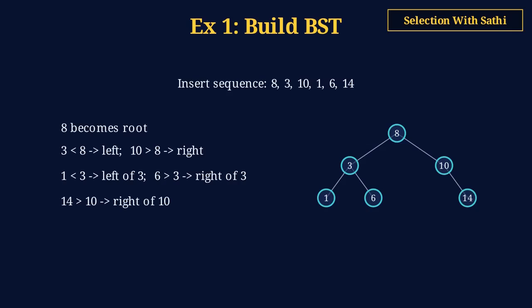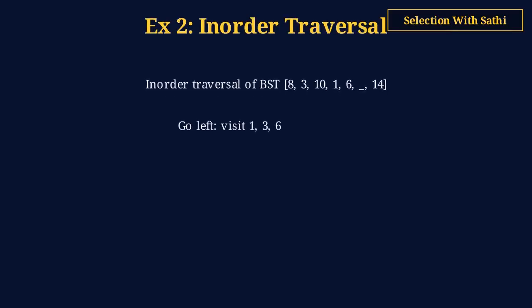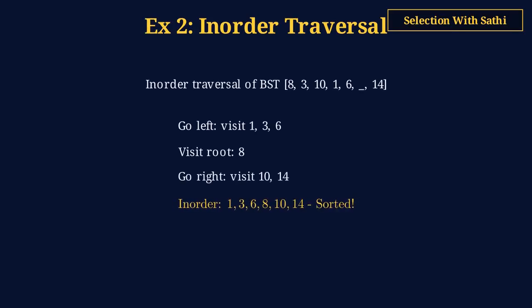BST is built. Now let's do an Inorder traversal of this BST. Start at root 8, go left to subtree rooted at 3. Go left to 1, it's a leaf, visit 1. Back to 3, visit 3. Go right to 6, visit 6.